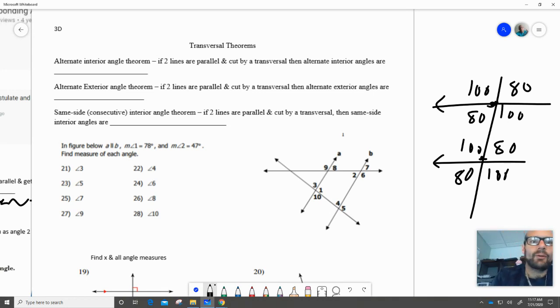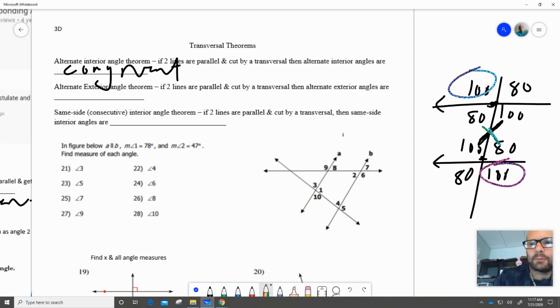We'll look at the alternate interiors. Like the alternate interiors would be these two. Notice that those two are the same, okay? So if two lines are parallel and cut by a transversal, alternate interiors are going to be congruent. Okay, so think about that, okay, and it's also true with those. Think about the alternate exteriors, okay, there and there, okay, or this one with this one. What do we notice? Okay, well, they're also congruent.